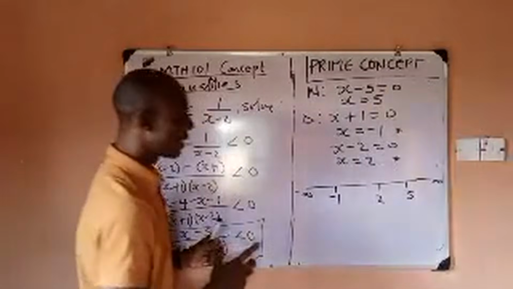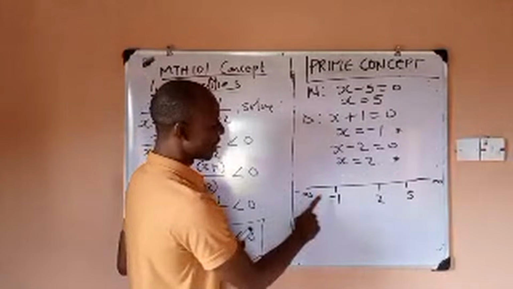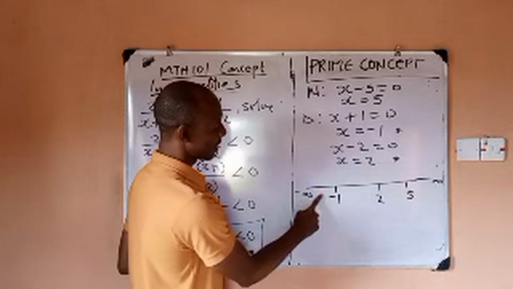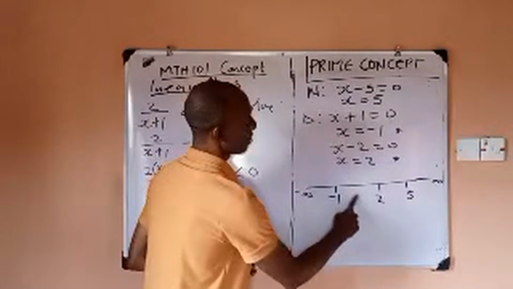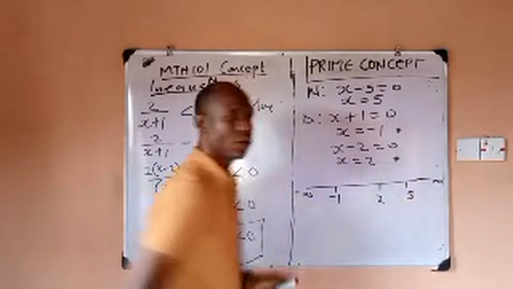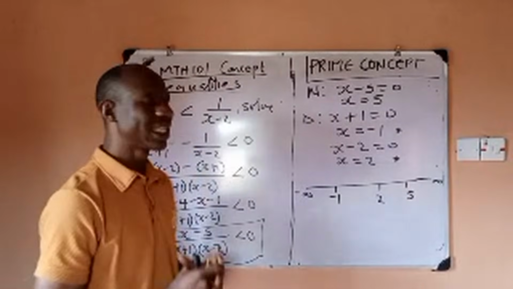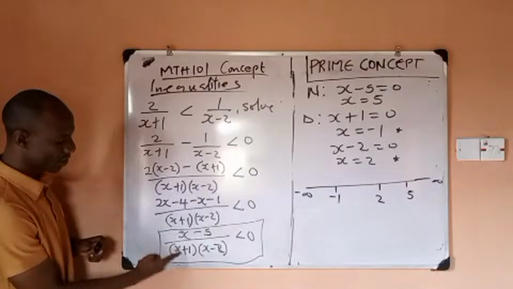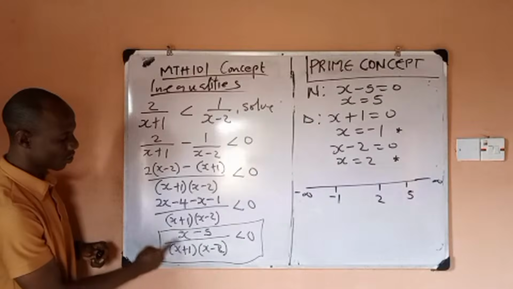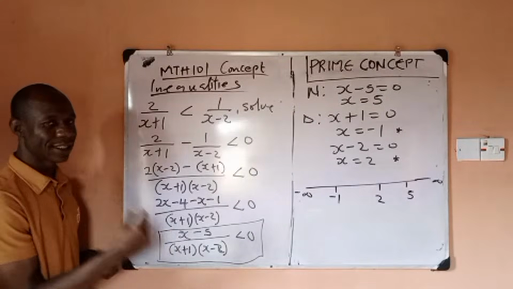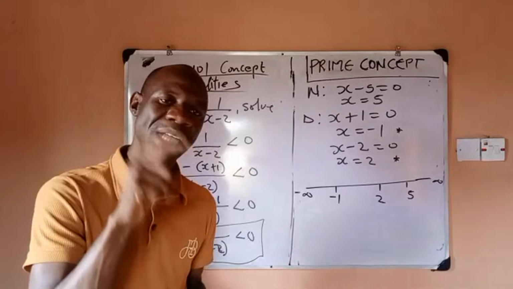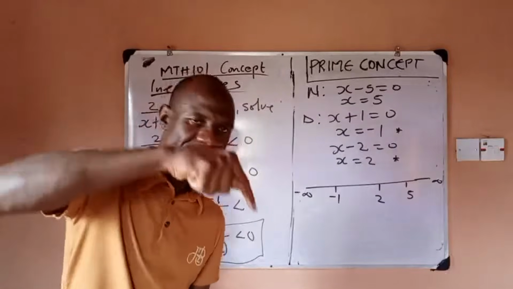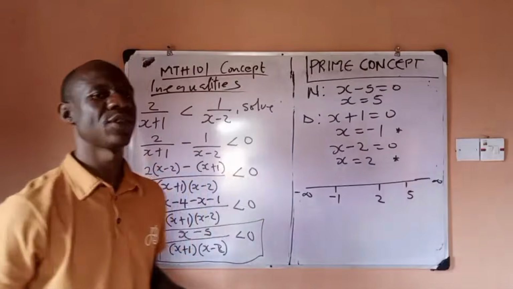Now, sign test says pick a number. How many intervals do we have here? We have 4 intervals. This is interval 1, interval 2, 3, and 4. Pick a number from any of the intervals. Test it in the original expression you got. Test it there and check the sign. We are not interested in the answer. We're interested in the sign. Whether the answer is positive or negative. That is what we're interested in.